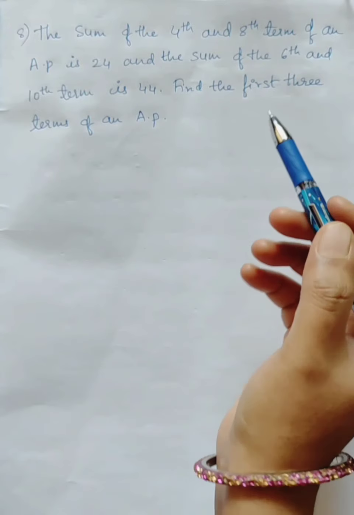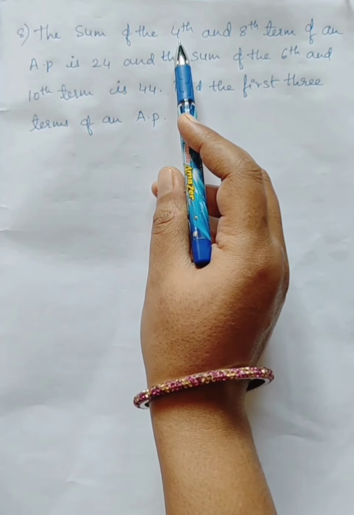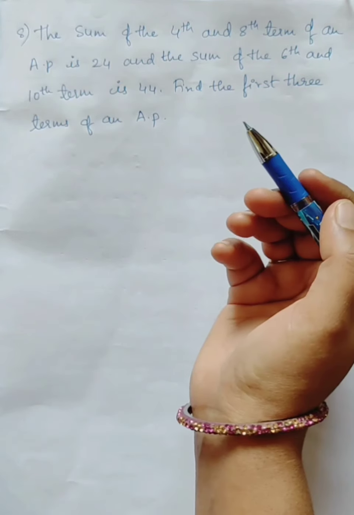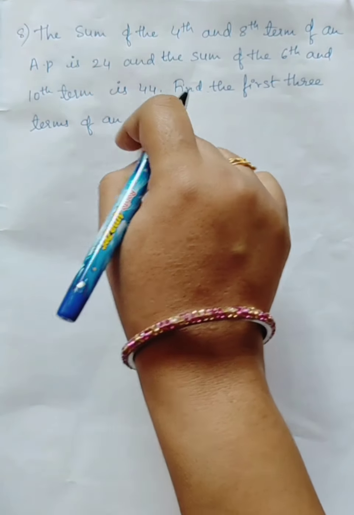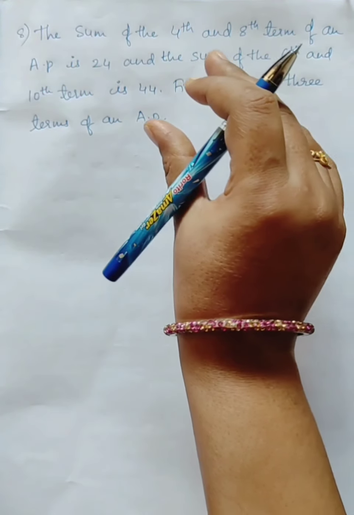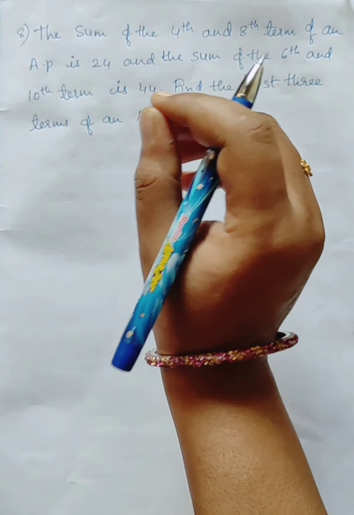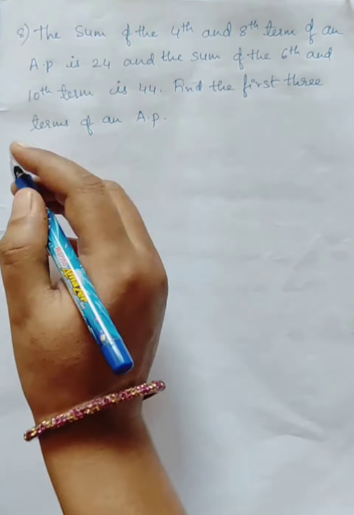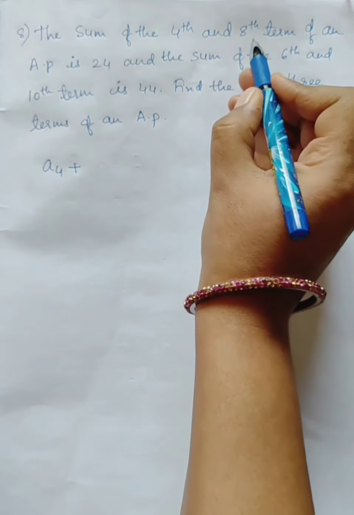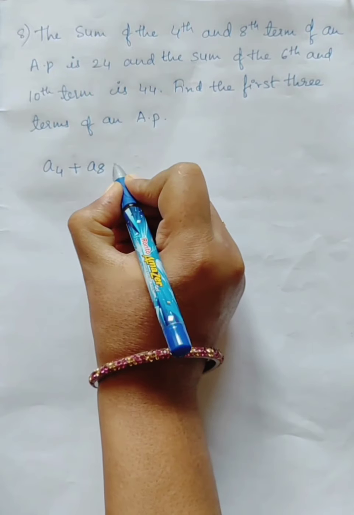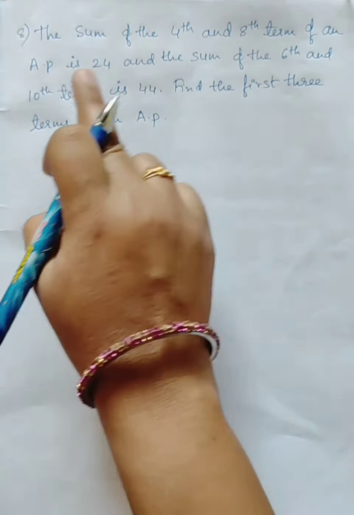Okay. So what have they said? They have said the 4th and 8th term sum is 24. So how are we going to write it? Using this question and the values given, I am going to form 2 equations. And they have said sum. Sum means it is plus, that is addition. So the fourth term A4 plus the 8th A8 is equal to 24. The sum of the 4th and 8th term is 24.